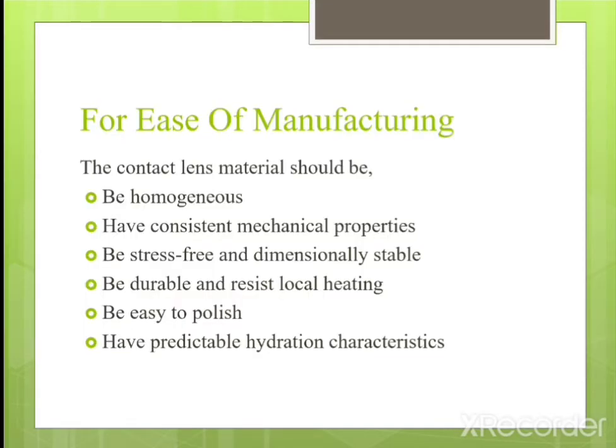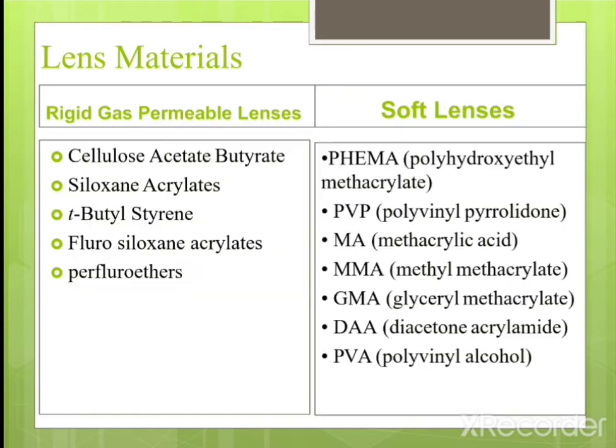For ease of manufacturing, the ideal material should be homogeneous, have consistent mechanical properties, be stress free, and dimensions should be stable. It should be durable, resist local heating, be easy to polish, or have predictable hydration characteristics. So lens materials: we have RGP lens materials and soft lens materials.